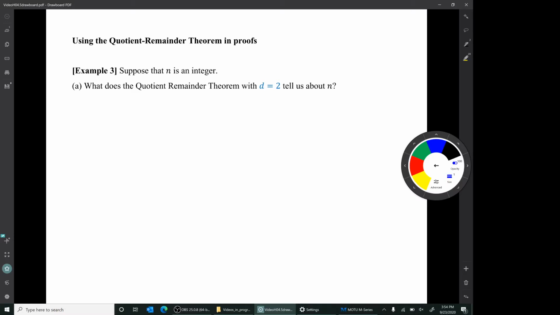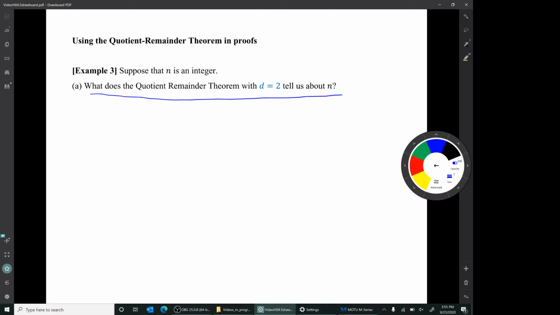So now I want to turn our attention to how we'll use the quotient remainder theorem in proofs. We'll talk about that in a minute, but along the way it'll be useful to think about this question. Suppose that n is an integer. What does the quotient remainder theorem with d equal 2 tell us about n?